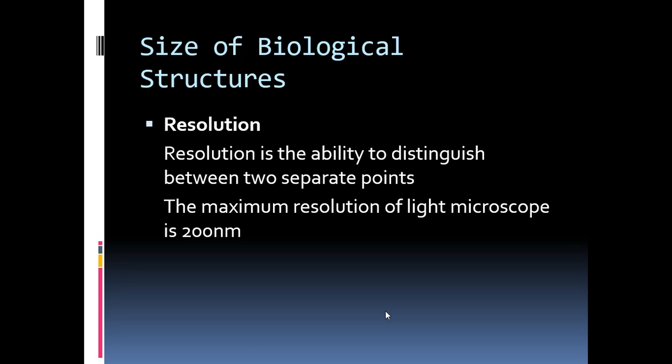Besides magnification, another term that you need to know when you use a microscope is resolution. And resolution is defined as the ability to distinguish between two separate points. Okay, and the maximum resolution of light microscope is 200 nanometers, while the electron microscope has higher resolution, which is 0.5 nanometers.